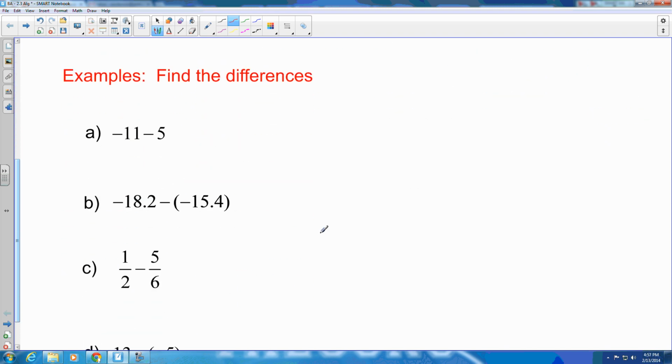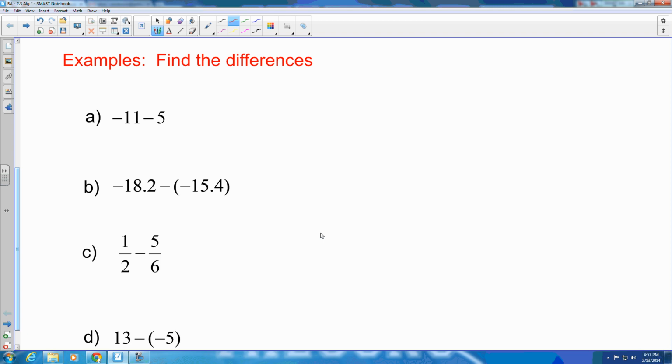So we're going to look at some examples. We're going to find the difference, so the first thing we do is cross the line, change the sign. Now I can say 11 plus a negative 5 gives me a negative 16. Cross the line, change the sign: I got negative 18.2 plus, now positive, 15.4, and that gives me negative 2.8, because those are the same rules we used for addition.